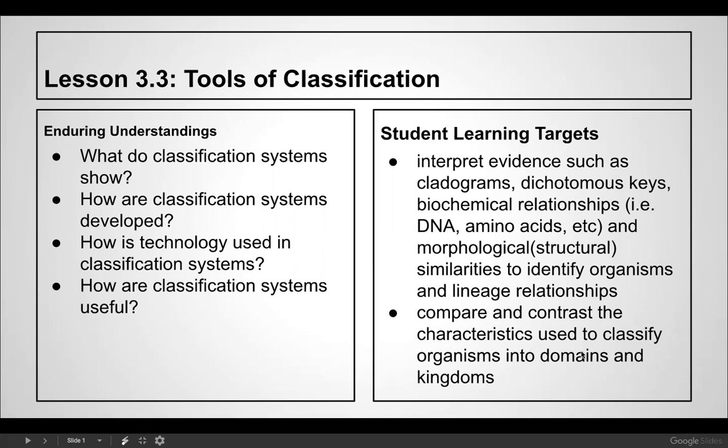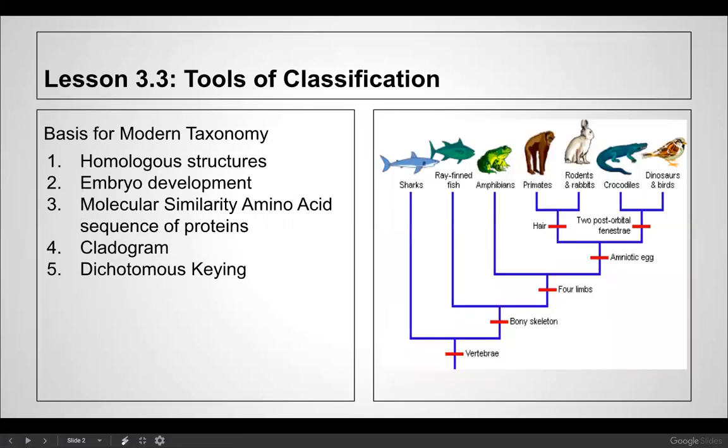Compare and contrast the characteristics used to classify organisms into the domains, and then whether or not they're plants, animals, fungi, bacteria, and so forth. Okay, so modern taxonomy has a couple of different things that allow a taxonomist, somebody who is going to study classification, to look at and identify and differentiate between creatures.